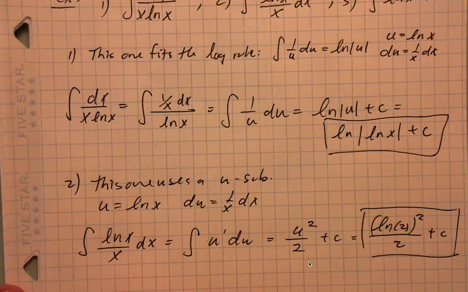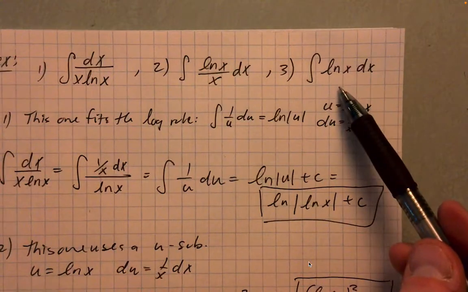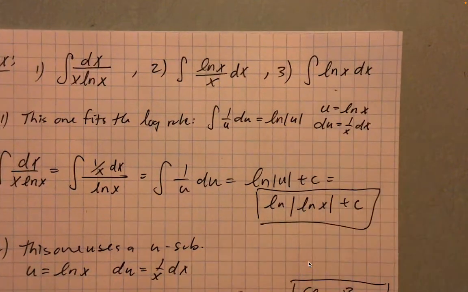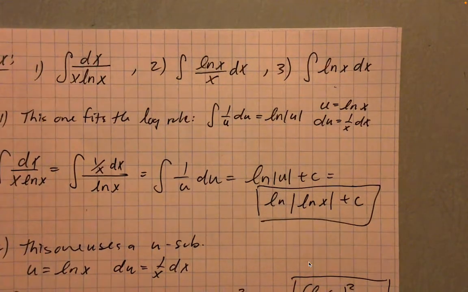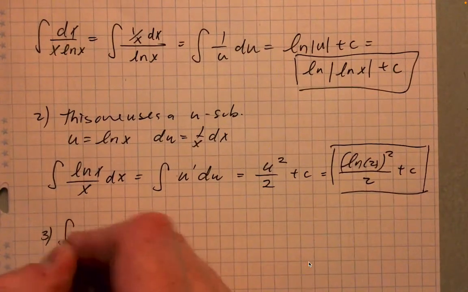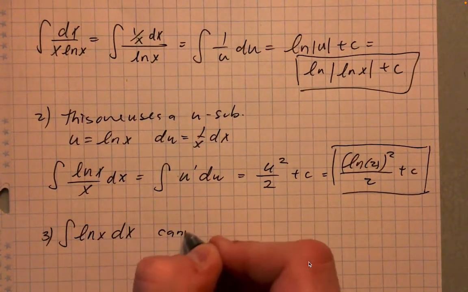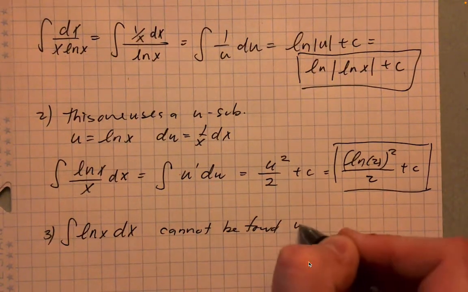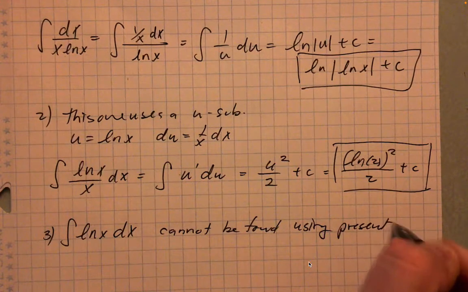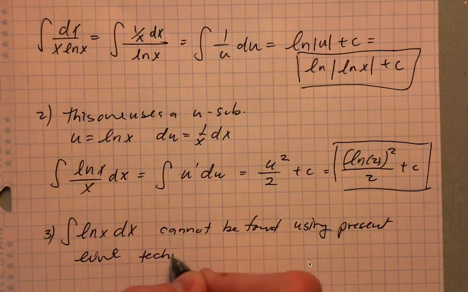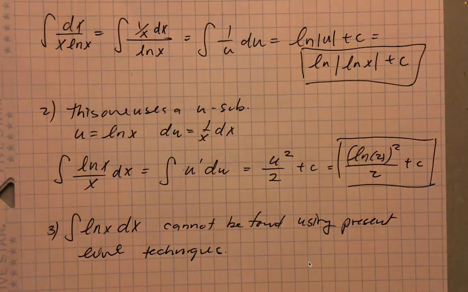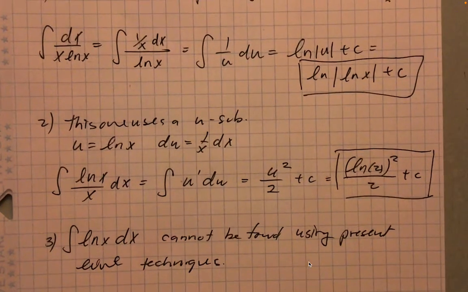Now, what about this third one? The integral of ln x. Well, this integral cannot be found using present level techniques, right? This is another example of those. So the integral of ln x dx cannot be found using present level techniques. We just don't know of any way to do this right now. We'll have to figure out, as we gather more capabilities, maybe this one will become doable. Maybe it won't. There are lots and lots of functions that don't have a closed form antiderivative that we can just plug in.